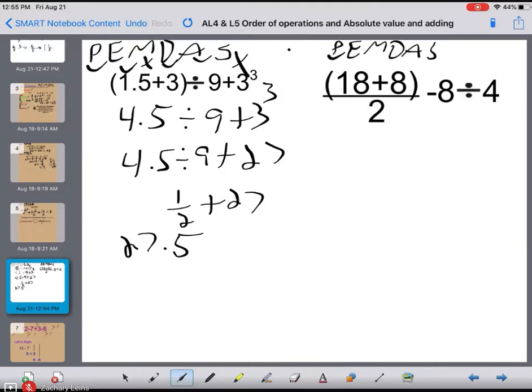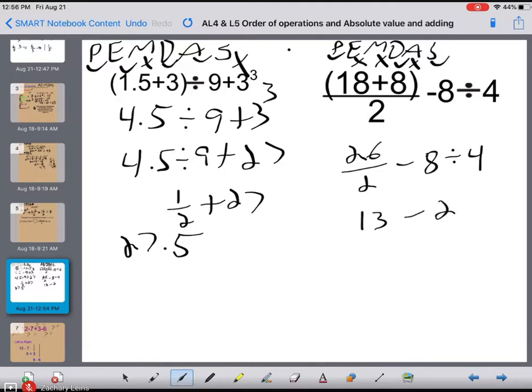So we got 18 plus 8, which is 26, all over 2, and all minus 8 divided by 4. No exponents. We don't have any multiplication, but we do have division twice, so I'm going to do it from left to right. 26 divided by 2 is 13, and then we got minus 8 divided by 4, which is going to be 2, and then we don't have any addition. We're going to subtract, and we're going to get 11.